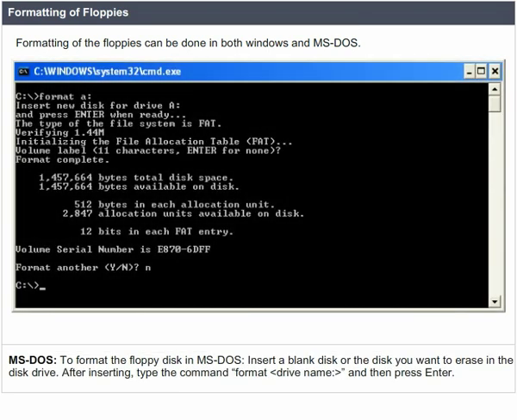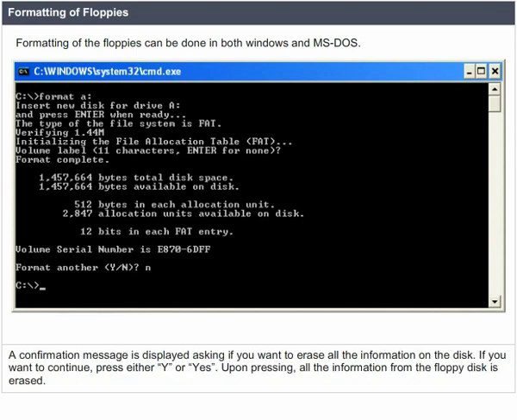MS-DOS. To format the floppy disk in MS-DOS, insert a blank disk or the disk you want to erase in the disk drive. After inserting, type the command Format Drive Name and then press Enter. A confirmation message is displayed asking if you want to erase all the information on the disk. If you want to continue, press either Y or Yes. Upon pressing, all the information from the floppy disk is erased.